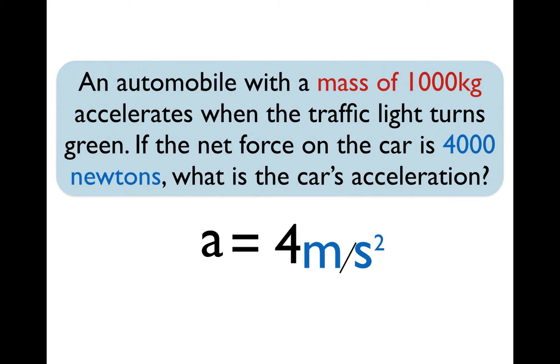And that's how I derive our units from our formula. It actually works out perfectly every time. So now I have a completed answer. My acceleration is 4 meters per second squared. So my car, once the light turns green, is accelerating at a rate of 4 meters per second squared.